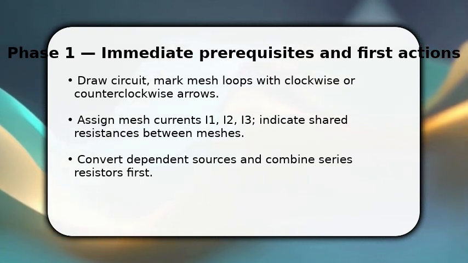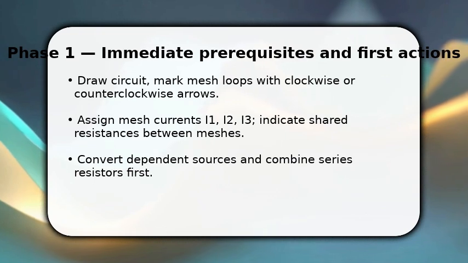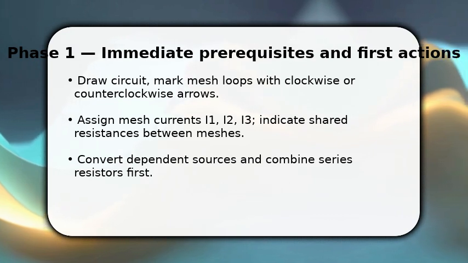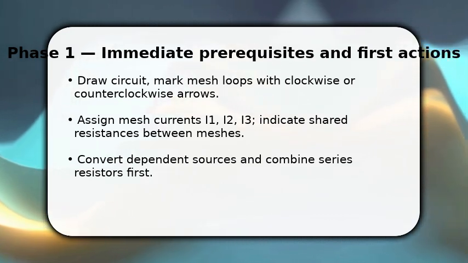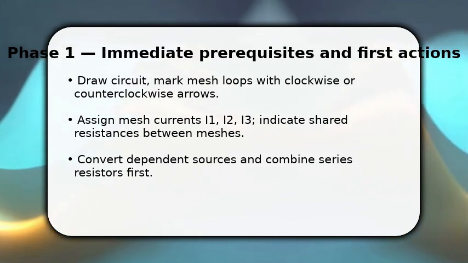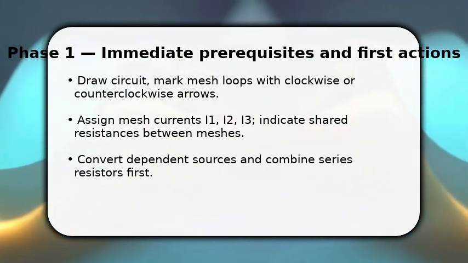You should convert dependent sources into their controlling variables early and combine series resistors when they lie entirely inside one mesh. Doing that reduces algebra later. This sets you up to write Kirchhoff voltage equations cleanly and without ambiguity.